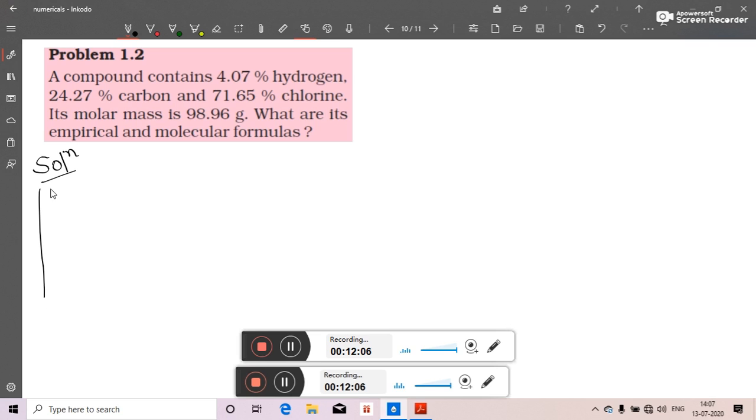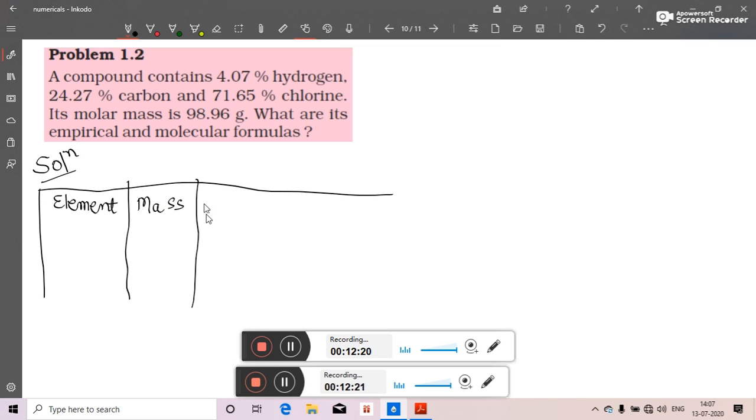So first of all, we will form a table. In the first column, we will write elements. In the second column, we will write mass in terms of gram. In the third column, we will write molar mass. In the fourth column, we have the number of moles, that is small n. And in the fifth column, we will write the simple ratio.